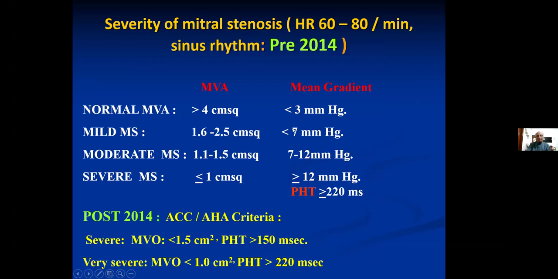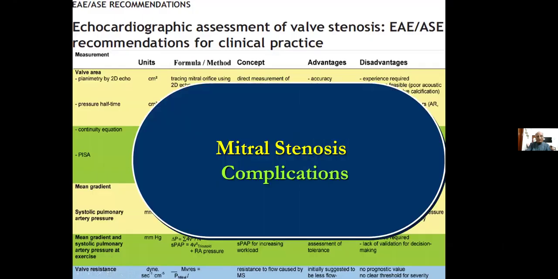And of course, this was previously what we used to follow, and this is after the ACC/AHA criteria, which showed that below 1.5 centimeters is severe and below 1.0 centimeters is very severe. Even if you see this, in most cases they don't give a gradient now.